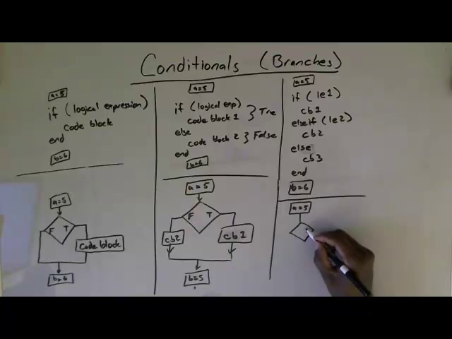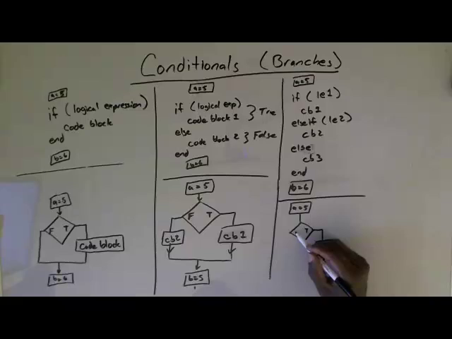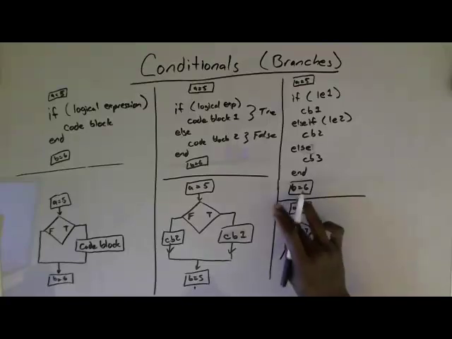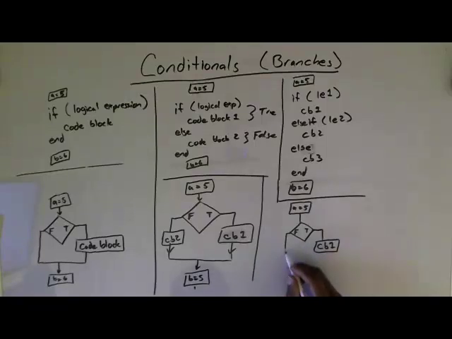So this is the first one. If it's true, I'm going to execute code block 1. So block of code, some series of statements. If that one's not true, then I'm going to come down here. I'm going to need to erase this line in order to get this all in here. If that was not true, then make another decision. And if that one's true, execute code block 2. If that one is false, then execute code block 3.